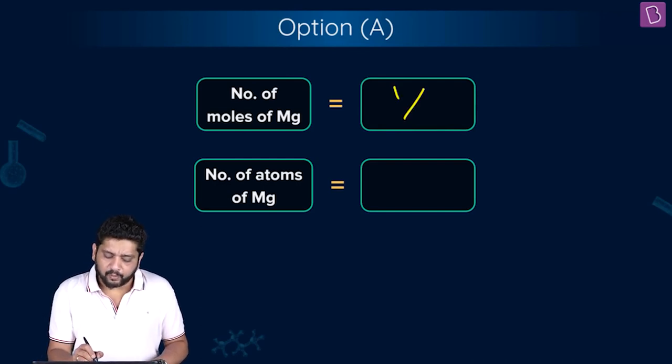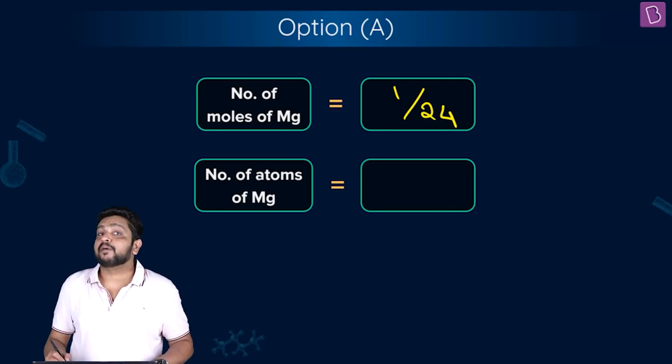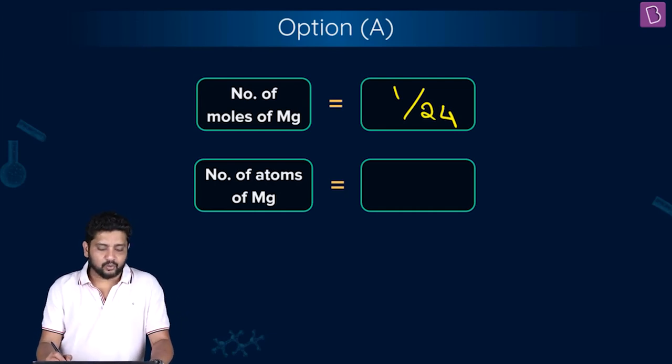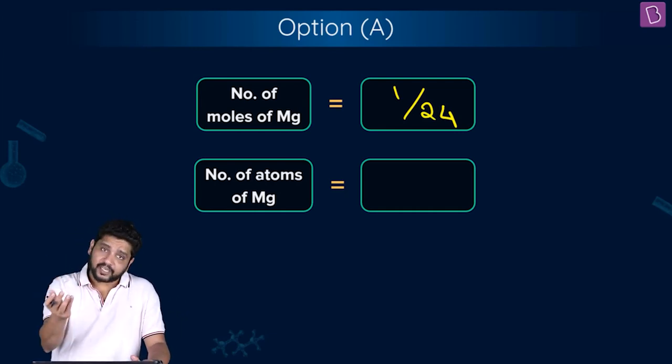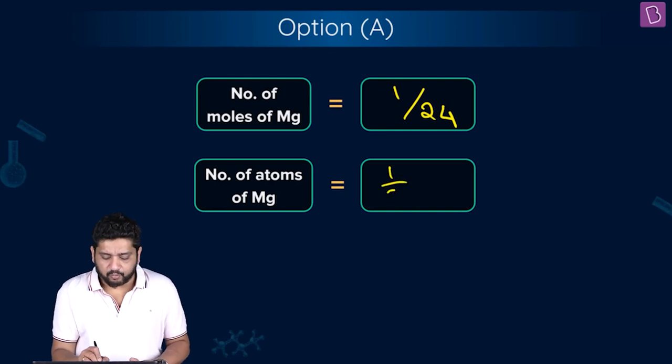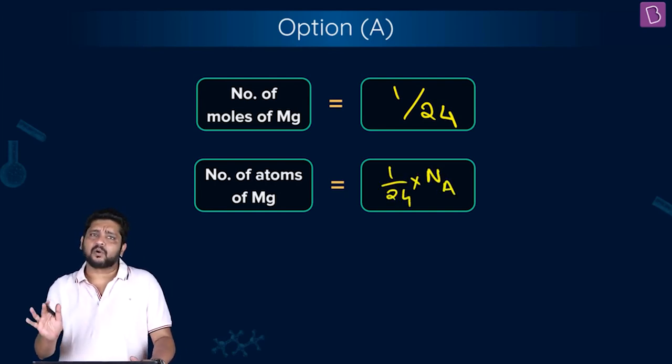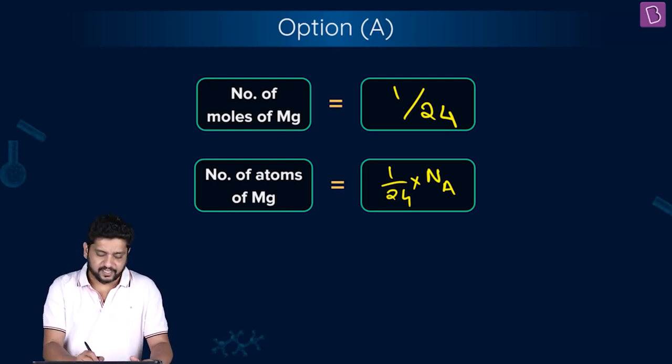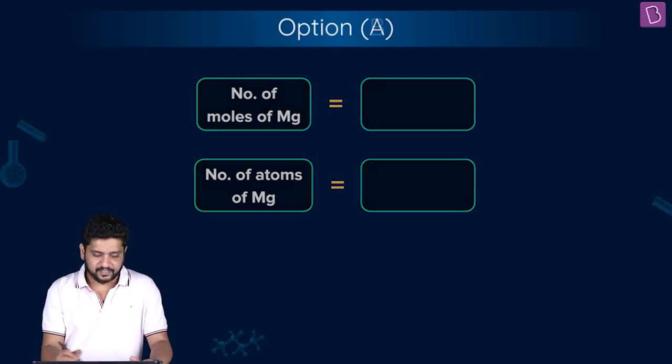Number of moles will be what? 1 divided by 24 grams per mole for magnesium. So the actual number of atoms will be how much? Into Avogadro's number. So 1 by 24 into Na, for the sake of ease. I don't want to calculate the exact number, it doesn't make any sense, so let me just write it like this.